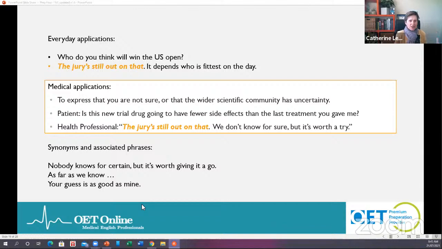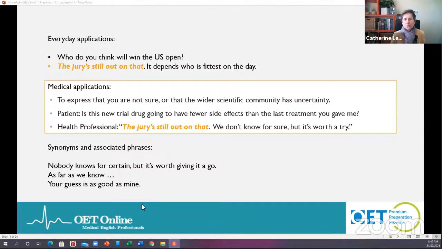Applications: the wider scientific or medical community are uncertain. Now, I've thought of some other examples. E-cigarettes or vaping. Is that safe? How does that compare with smoking cigarettes with nicotine? Is the jury still out on that? What do you think? Or long COVID? What are the long-term effects of COVID in a patient? Someone who has contracted it, what are the long-term effects? Do we know yet? No, I think maybe the jury's still out on that one as well.